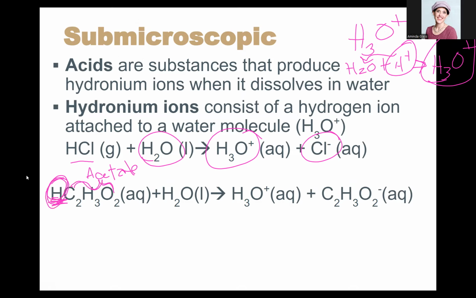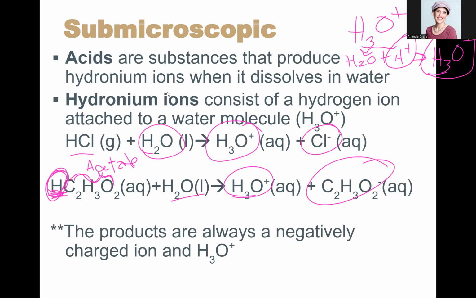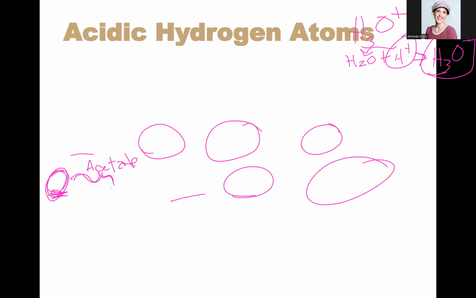You know that H in front of it makes it an acid. So whenever it combines with water, you get the hydronium ion and acetate ion. The products are always a negatively charged ion and a hydronium ion whenever you have acids in water.